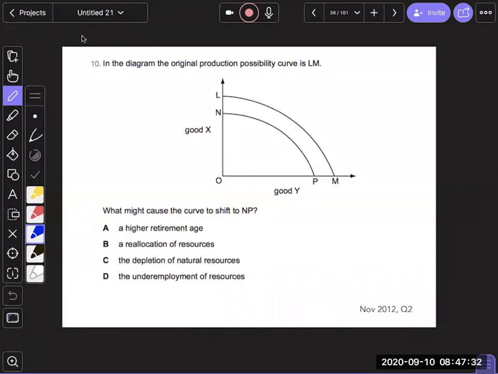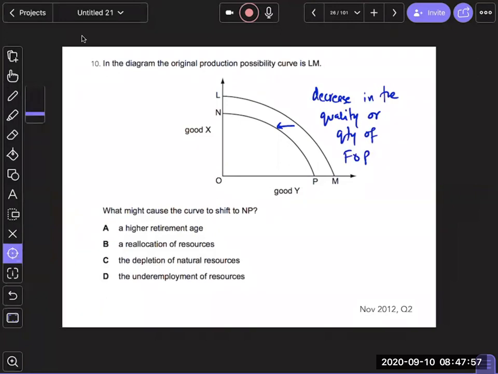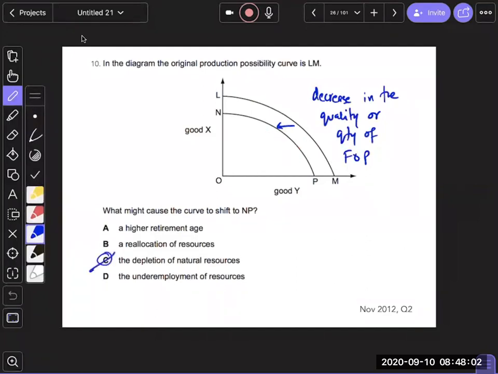Guys, in this case, the PPC is LM and shifting backward, which means there must be a decrease in the quality or quantity of factors of production. Make sense? If there's a decrease in the quality or quantity of factors of production, the PPC will shift backward. That's why you will go from LM to NP, and that's why the right answer is depletion of natural resources. Okay, somebody was saying some other answer. No, everyone is saying C.